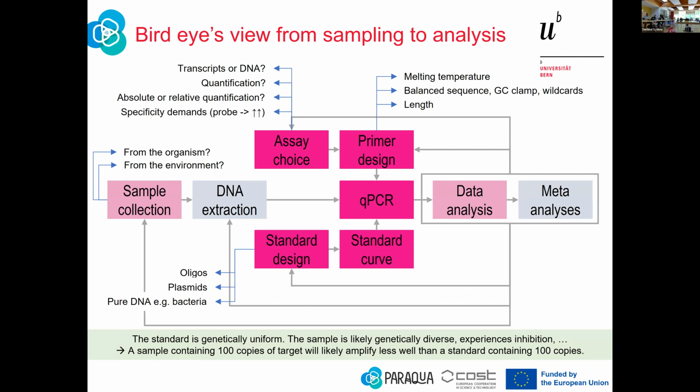And a word of caution here, as we said, our pathogens are genetically diverse. The standard is usually a single molecule of DNA and is usually representing a single genotype of your organism of interest, which means that if you go out to the wild and you have something that has polymorphisms in the primer binding sites, you will detect them less well than the standard. And you cannot really, except if you do really go for metagenomics, you can't know, basically.